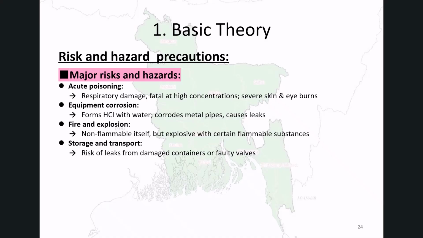2. When chlorine reacts with water, it forms hydrochloric acid, which corrodes metal pipes and equipment. Leaks can occur if corrosion is not managed. 3. Although chlorine itself is not flammable, it can react explosively with certain substances. 4. Storage and transport also pose risks if containers are damaged or valves fail. These hazards explain why strict safety measures are essential when handling chlorine.